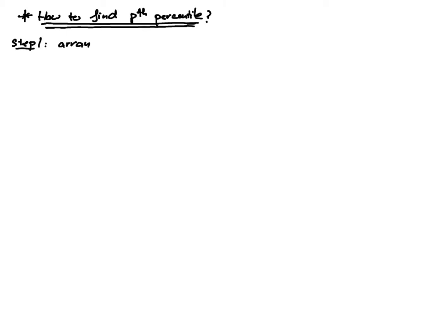So how to find the p percentile? We follow a procedure that contains 3 steps. In step 1, you want to arrange your data from smallest to largest.